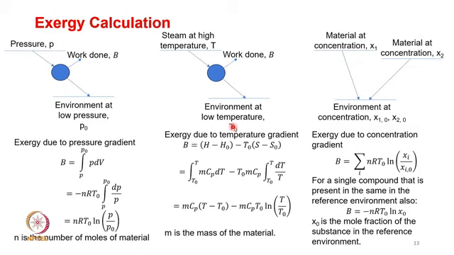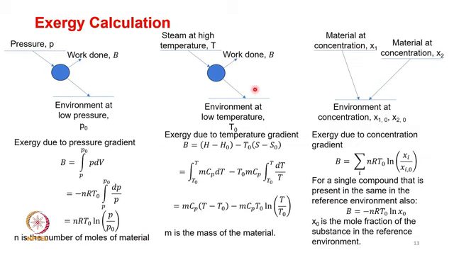So let's see the exergy calculation with 2-3 examples. For instance, consider a case wherein a pressure P is applied to a system and you have got the work done, and the environment is at a low pressure P naught after doing the work. So exergy due to this pressure gradient, B, is equal to the integral of P dV, and you integrate this between P and P naught. We could use the ideal gas law here, RT naught integral of P naught into dP by P, and once you integrate this it becomes nRT naught ln (P by P naught), where n is the number of moles of material.